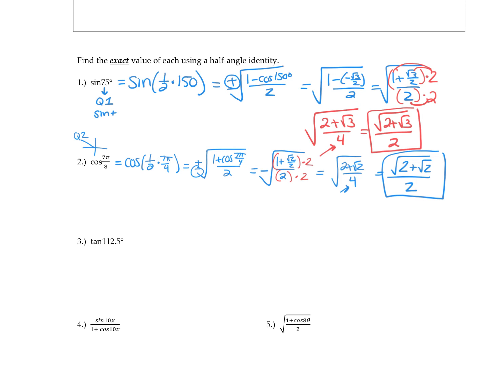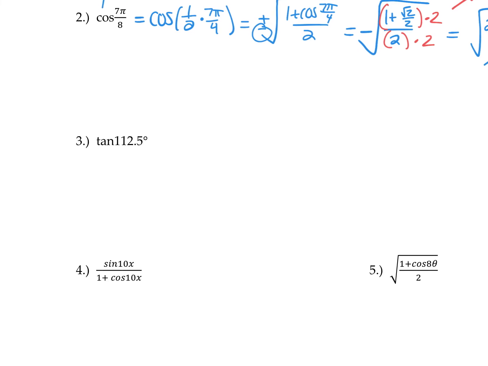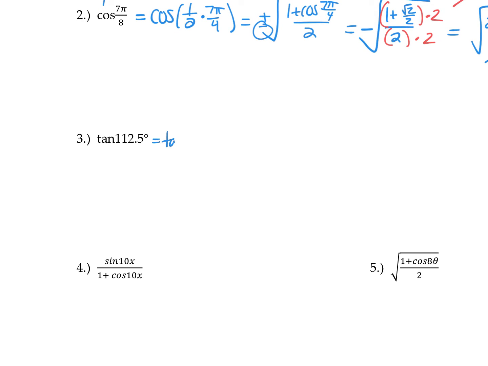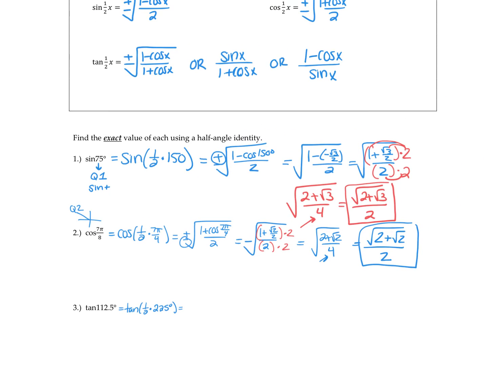Now we're going to go about this in a similar way with tangent. So I'm going to say, all right, tangent of 1/2 times what would give me 112.5. And the answer is 225 degrees. So now tangent, we have three options. Typically when we're solving, I'm going to use this guy or this guy just because there's not a square root. I don't have to worry about the plus or minus.